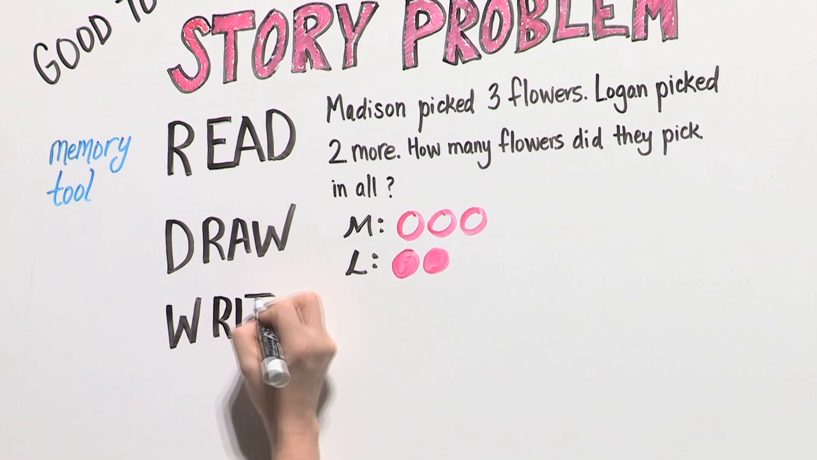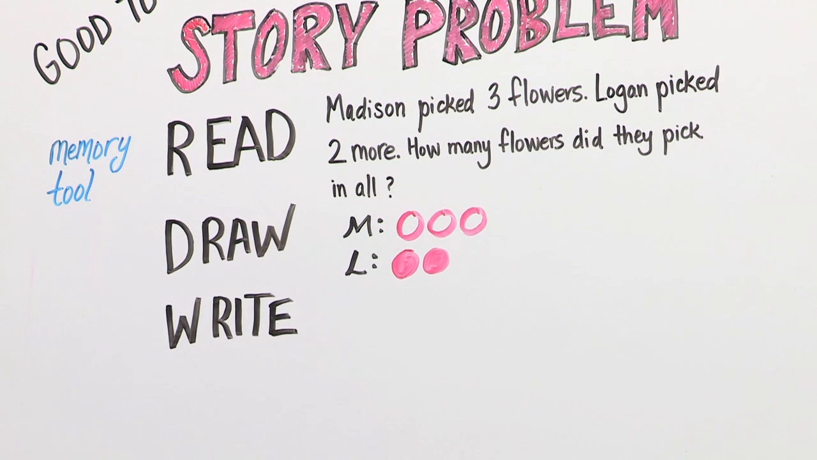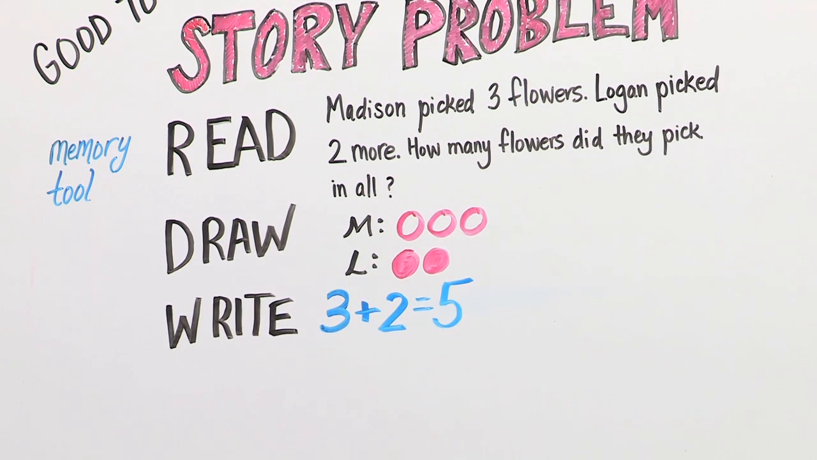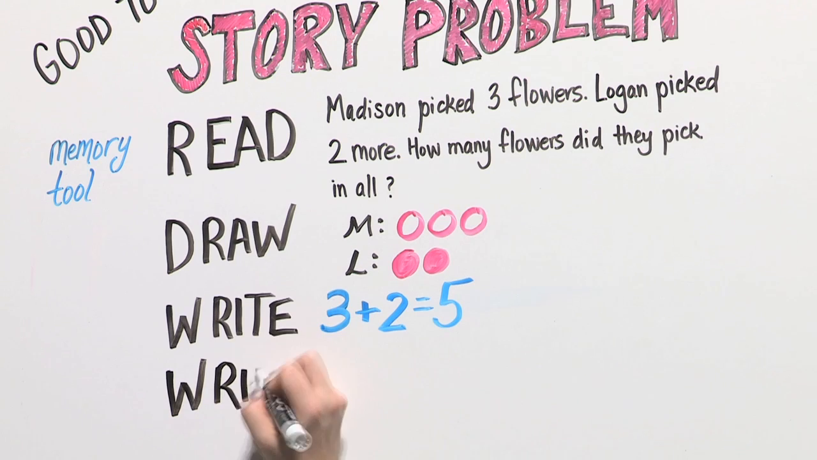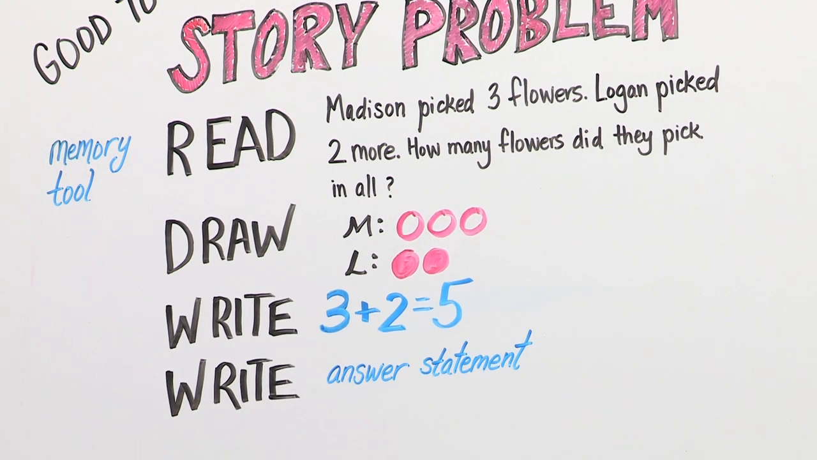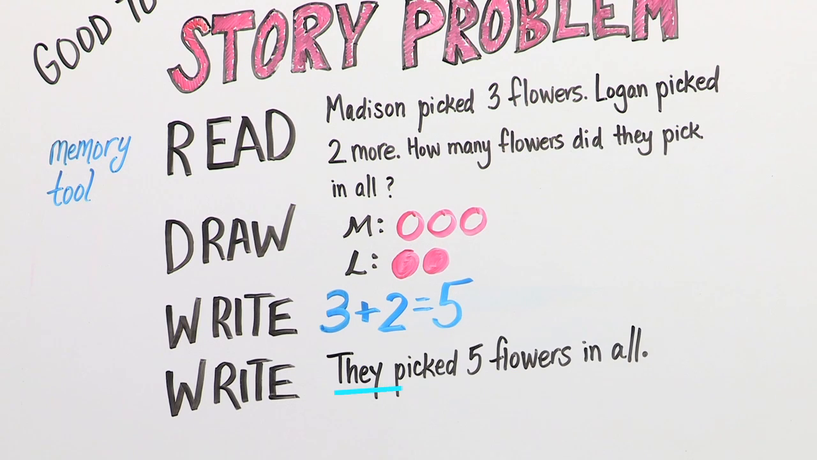Now we write. Use your drawing to write a number sentence for this story. 3 plus 2 equals 5. Last, we write again. Use your number sentence to write an answer statement. They picked 5 flowers in all.